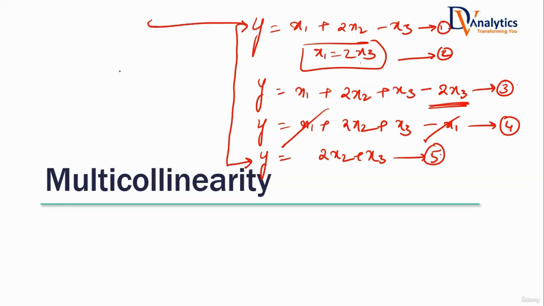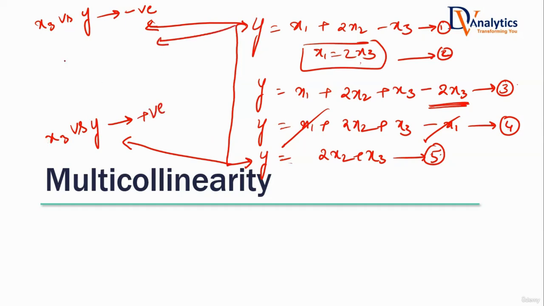But if I go to equation 1 and ask you the relationship between x3 versus y, is it a positive relation or a negative relation? According to this equation 1, the relation between x3 versus y is a negative relation. If I come here and ask you the relationship between x3 versus y, is that a positive relation or a negative relation according to the 5th equation? Positive.